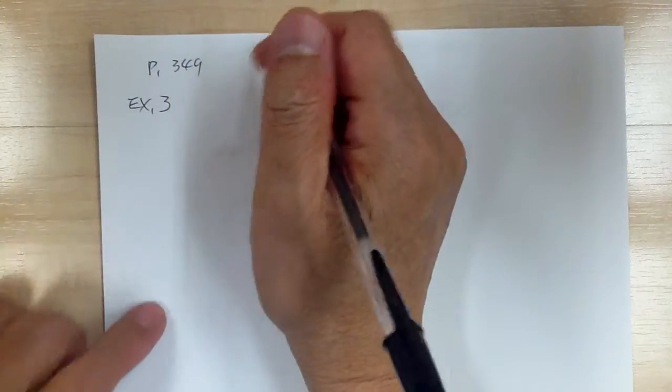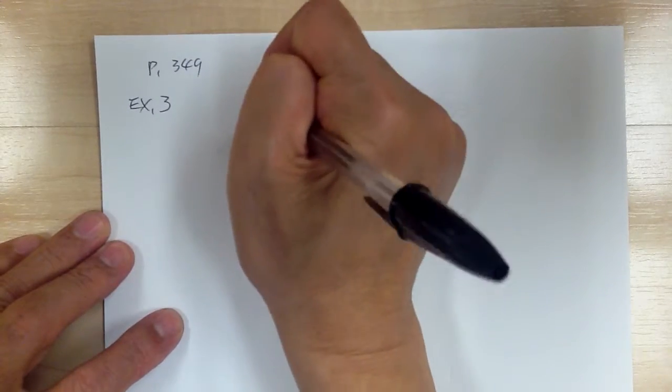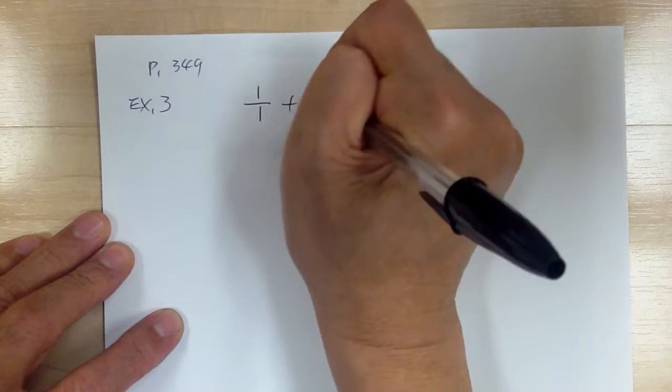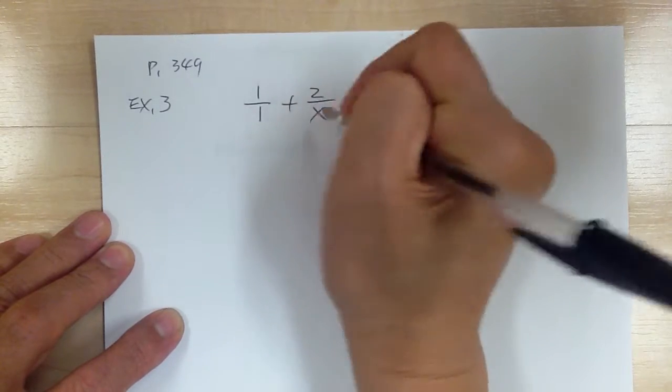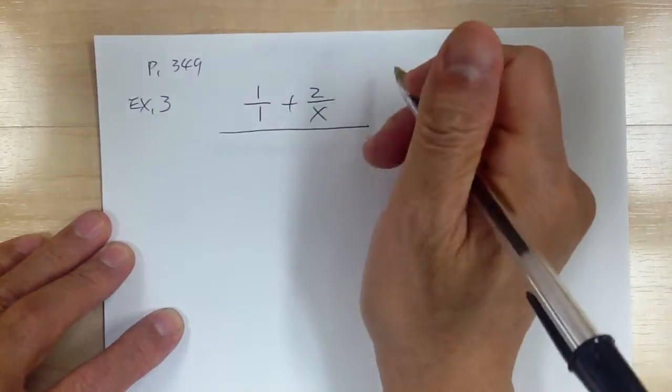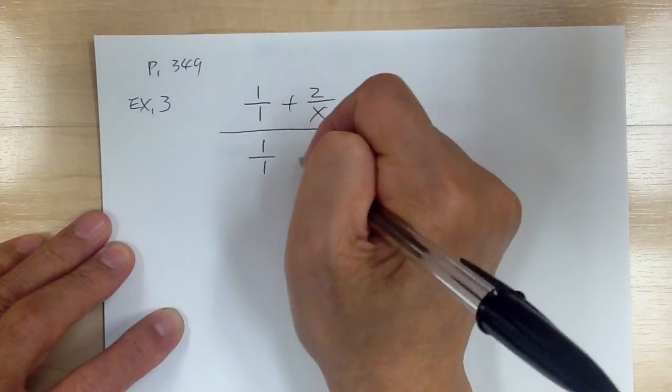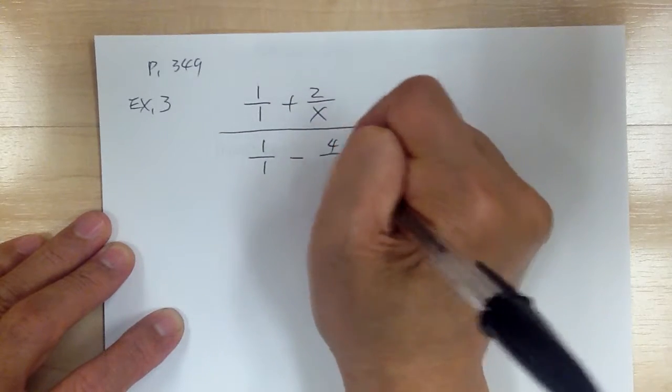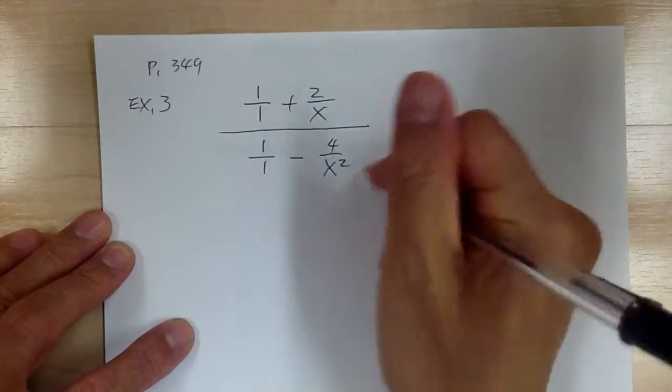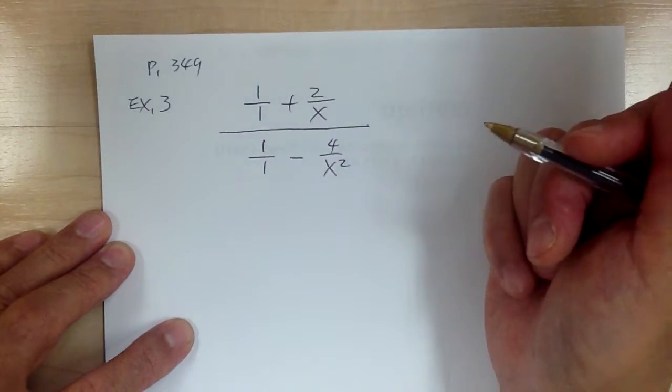So you have 1 plus 2 over x. So what you want to do is write it in the complex fraction form. So write 1 over 1. It helps you to visualize your LCD. So you can write 1 over 1, make everything in fractions. Okay. So in this case, your LCD is going to be x squared.